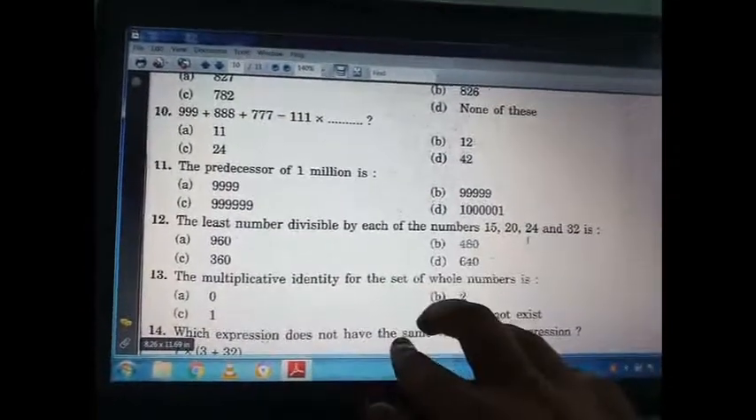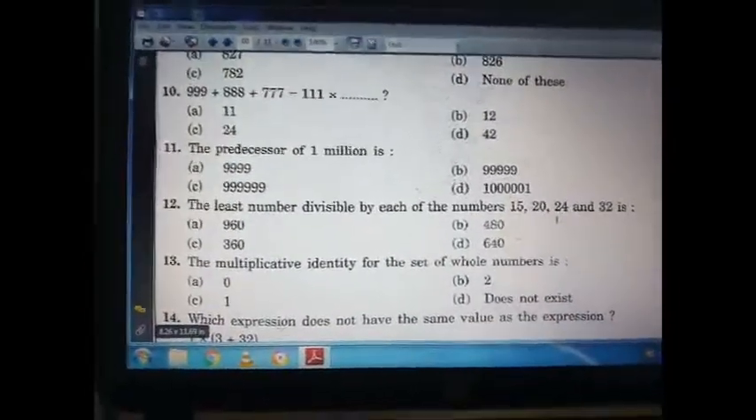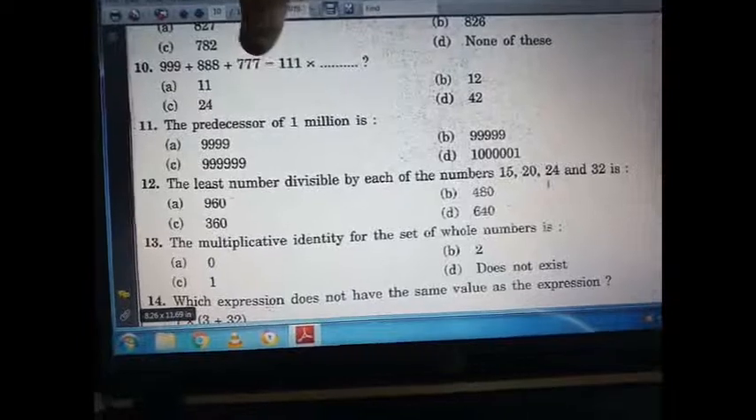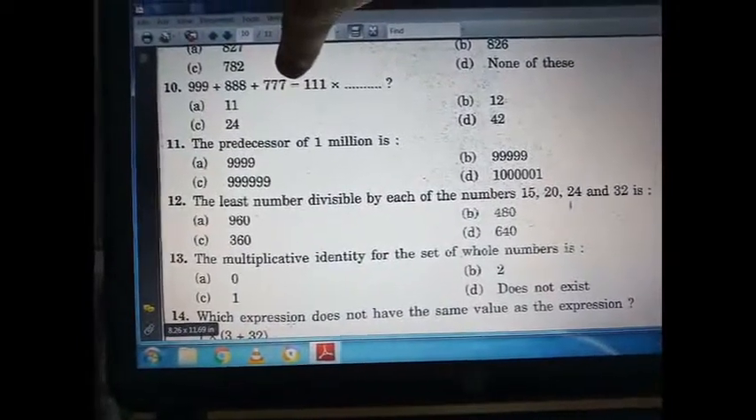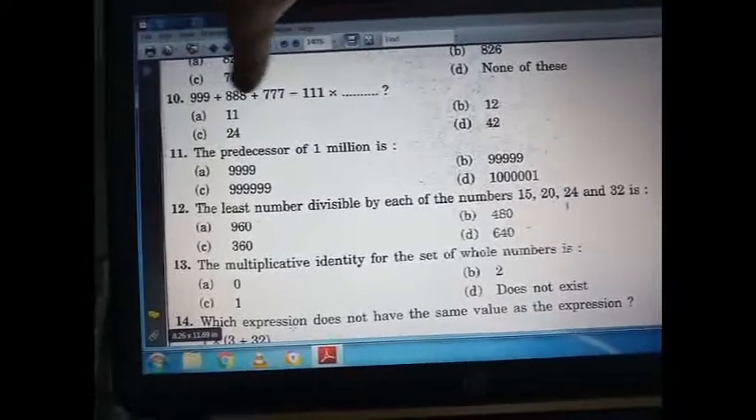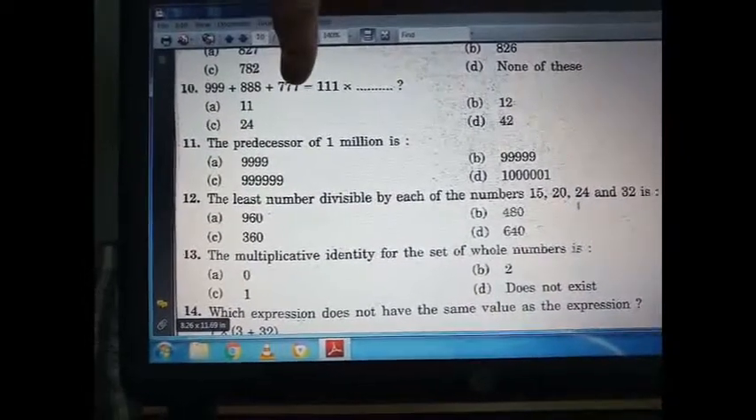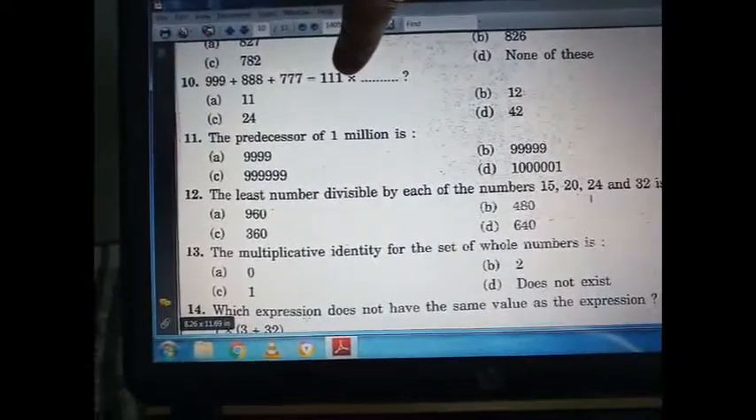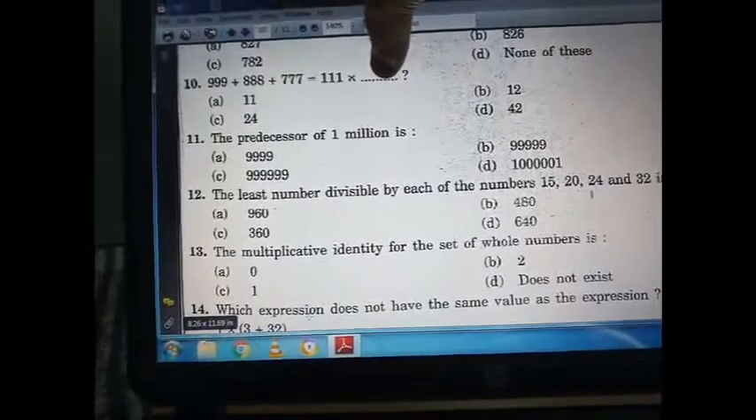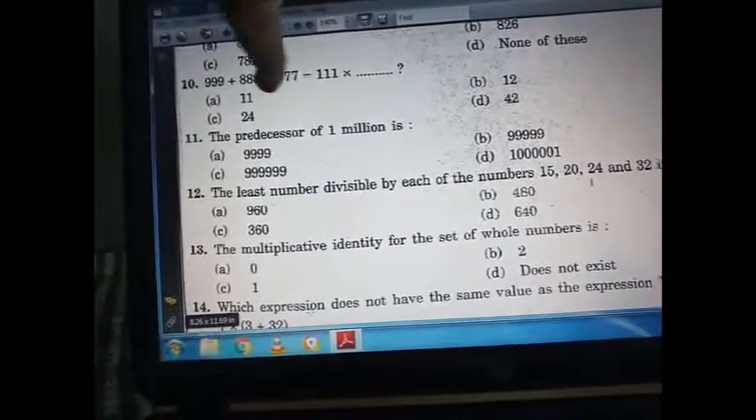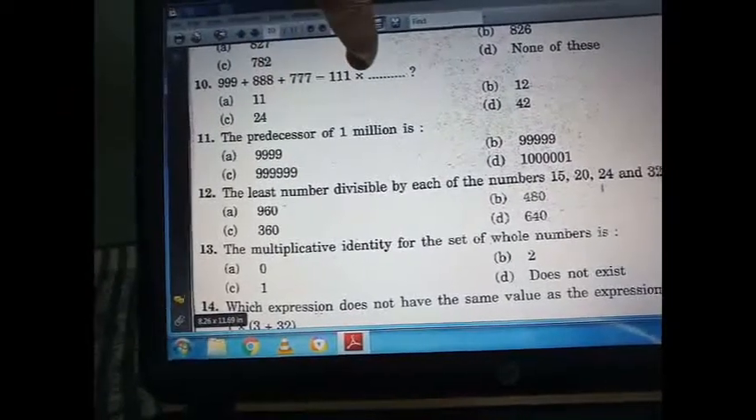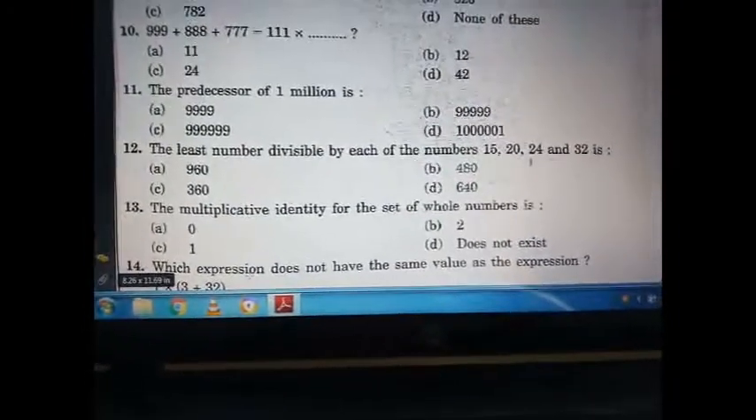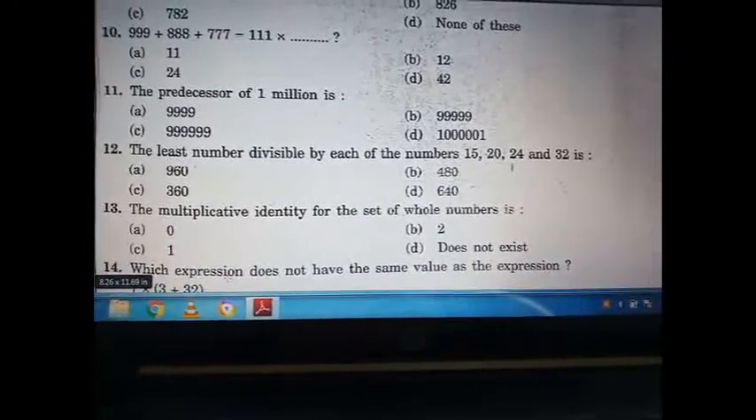In this question 10, you can see that 999, 888 and 777 should be added, which is equal to, this is not the sign of subtraction, this is the equal to sign. You will add these numbers, and the result will be equal to 111 multiplied by that particular value. So the resultant answer of these three will be divided by 111, and the answer will be your correct option.